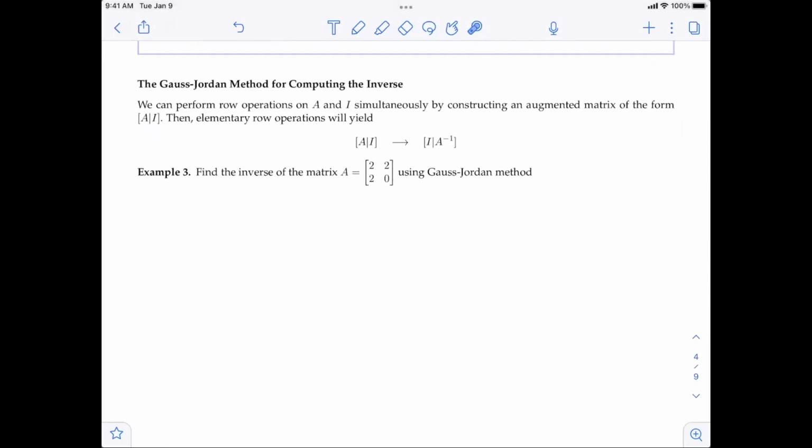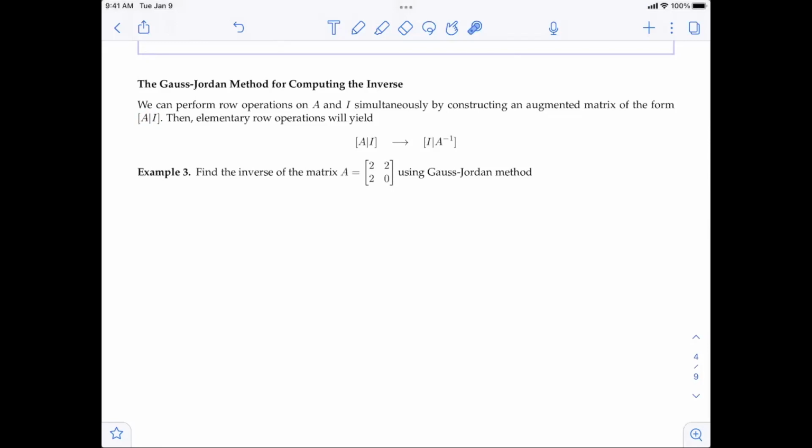So the setup to find the inverse of the matrix using the Gauss-Jordan elimination method is to form again the augmented matrix, but now of the form: the matrix A that you want to find the inverse of, and the identity matrix of the same size as A.